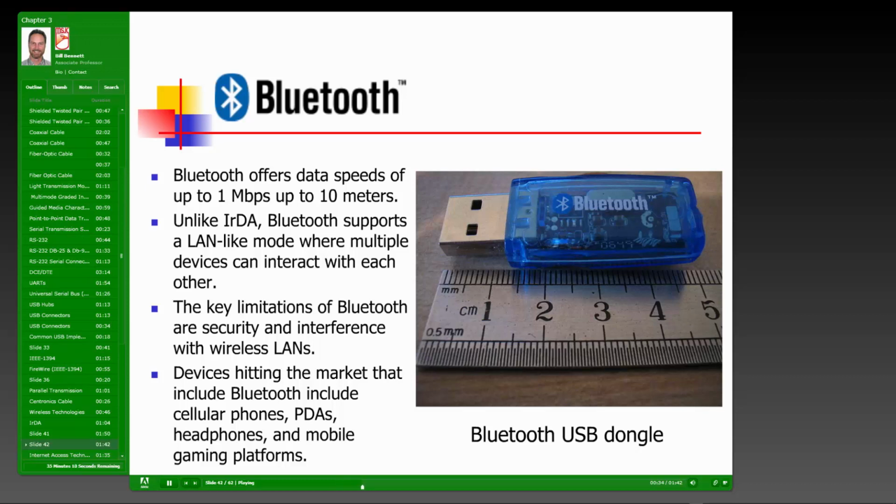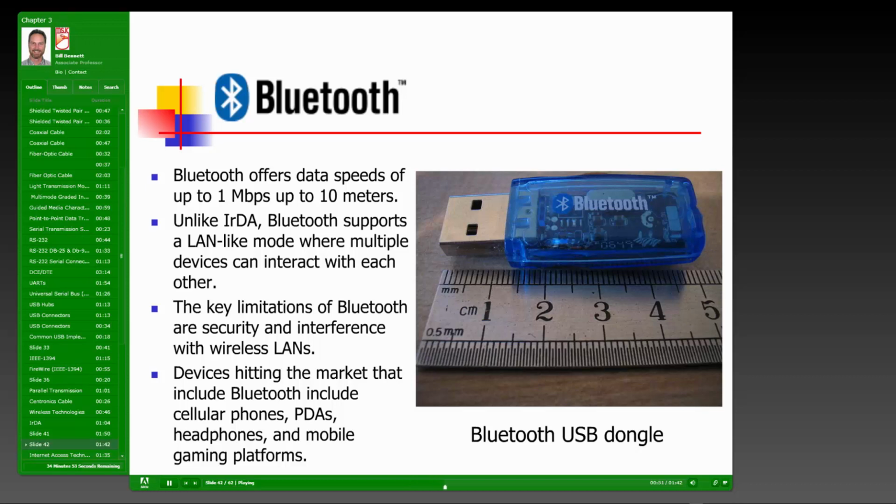But if you're just simply going to transfer a little bit of data from your cell phone to a laptop, or from one PDA to another PDA, or cell phone to cell phone for that matter, usually it's just a small amount of data, and so 1 megabit per second usually is fast enough to handle that.